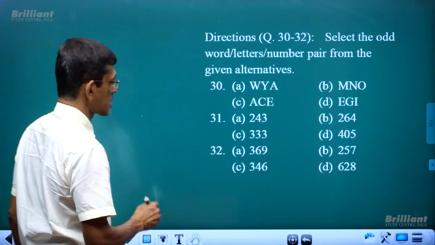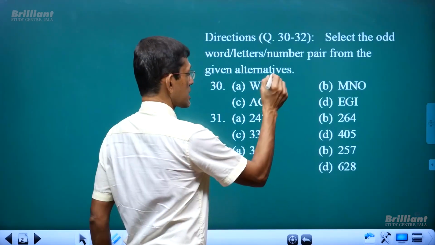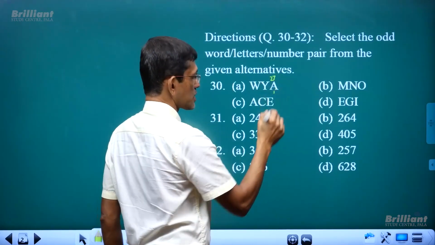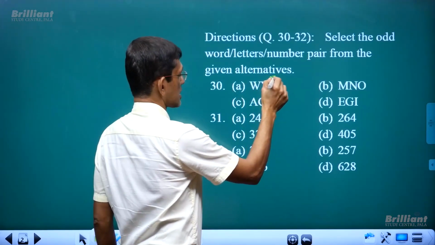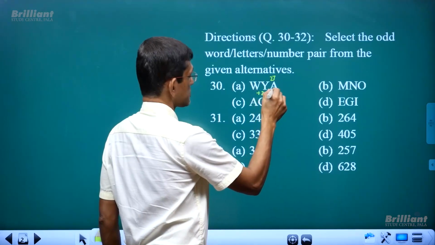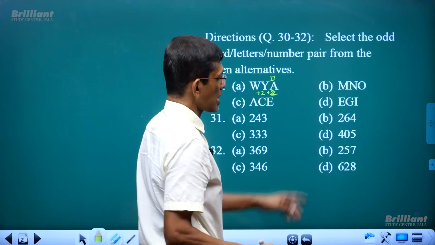What kind of pattern is there? W is 23, Y is 25. And A, you can take it as either 1 or 27. So A can be what? 27 or 1, right? So here, if you take 23, 25, and 27, so that difference is what? Plus 2 and plus 2. So that's a difference. And how about M and O?